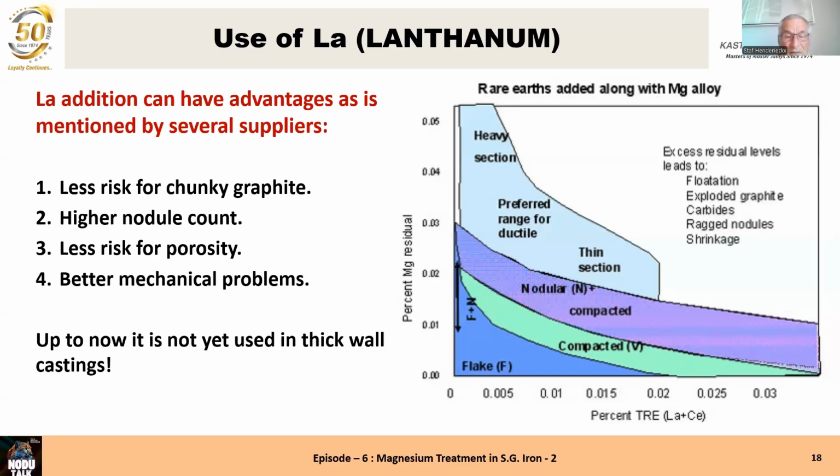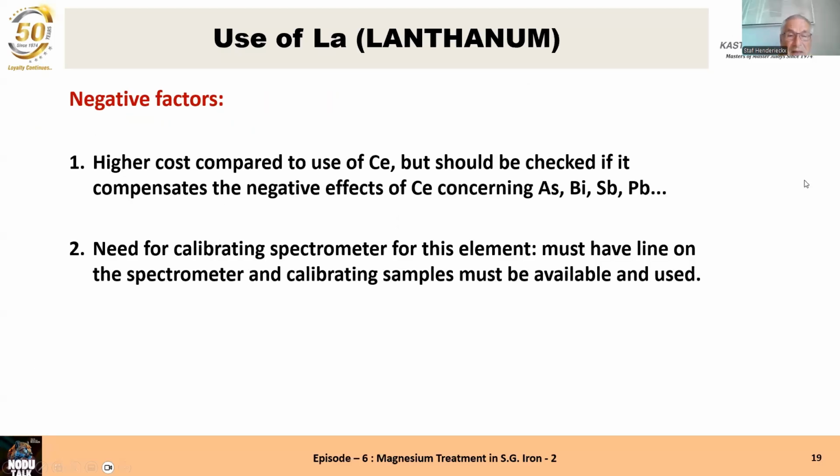I must say that up to now, I have never found that lanthanum is used in very thick wall castings. What is a thick wall casting to me? More than 100, 150 millimeters wall thickness. There is very little experience with that, but for small walls, let's say 30 millimeters and less, it's used a lot and has shown very good results. The negative factor is, of course, it costs more than cerium, but you eventually have to use cerium if you have these degenerating elements in your metal, like arsenic, bismuth, antimony, lead.